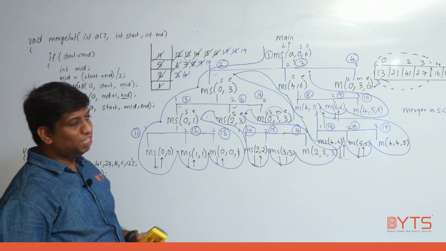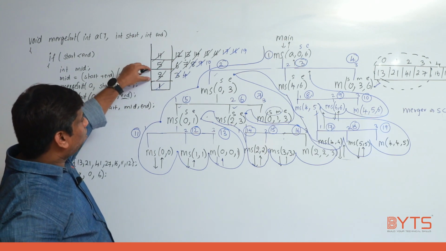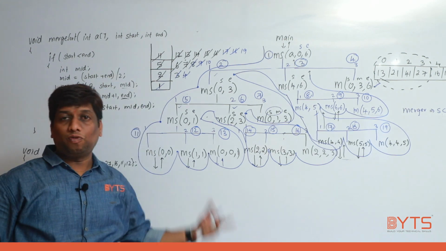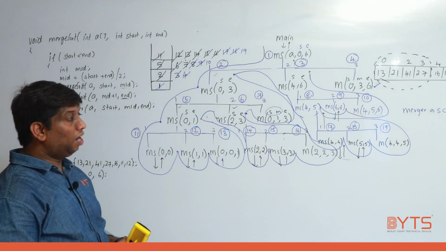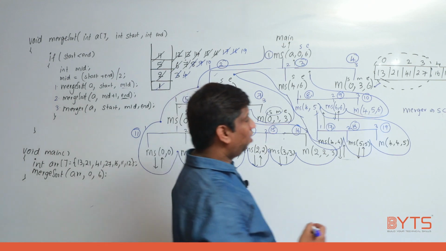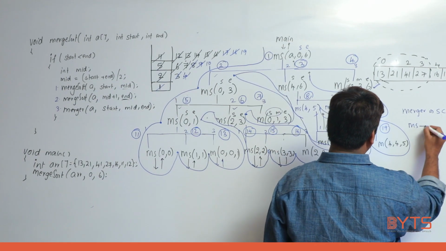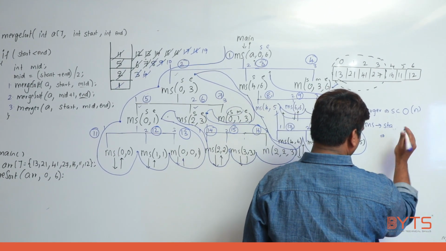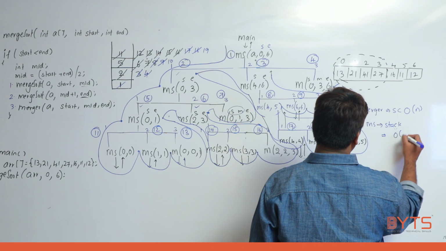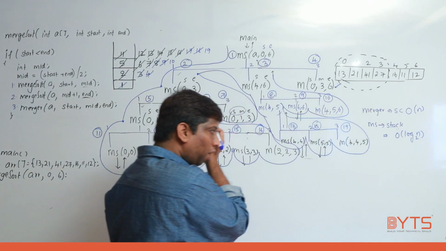So have you noticed? Try to understand. What are the activation records? I took 1, 2, 3, 4. Maximum I took 4 elements. It is nothing but the growth here is what? Logarithmic growth. So for the merge sort, for the stack, what is the maximum we took? O of log n. Understand?